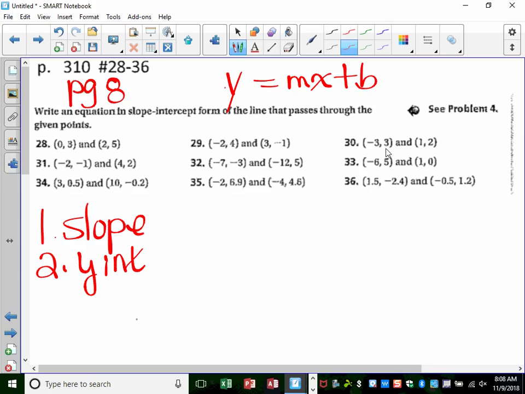So going back to our previous lesson, can I find the slope if I know 2 points? Yes, because I can use the slope formula. So let's take number 28. We'll start with that one. And the very first thing I'm going to do is find the slope. So I'm going to write down the slope formula. Everybody write it down.